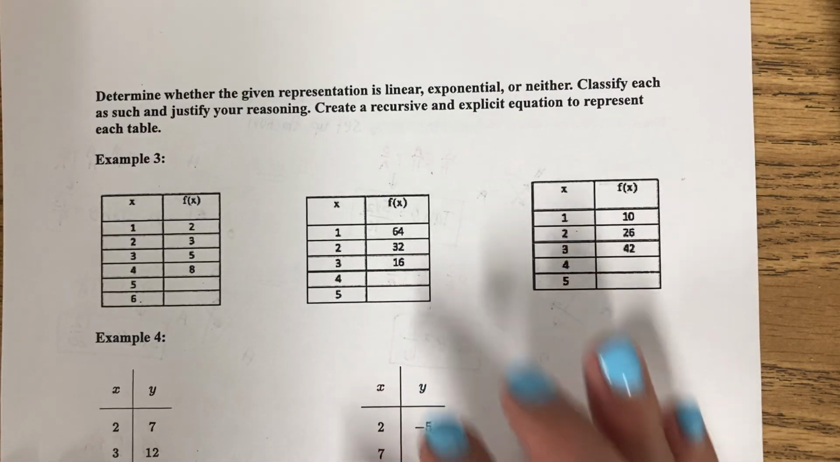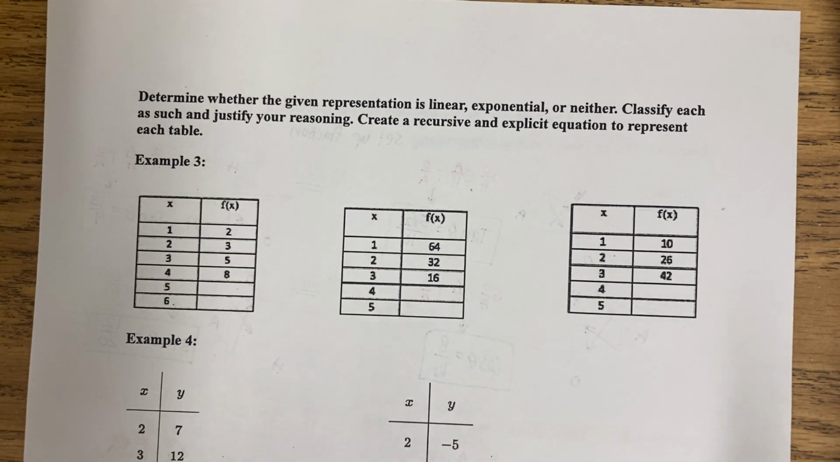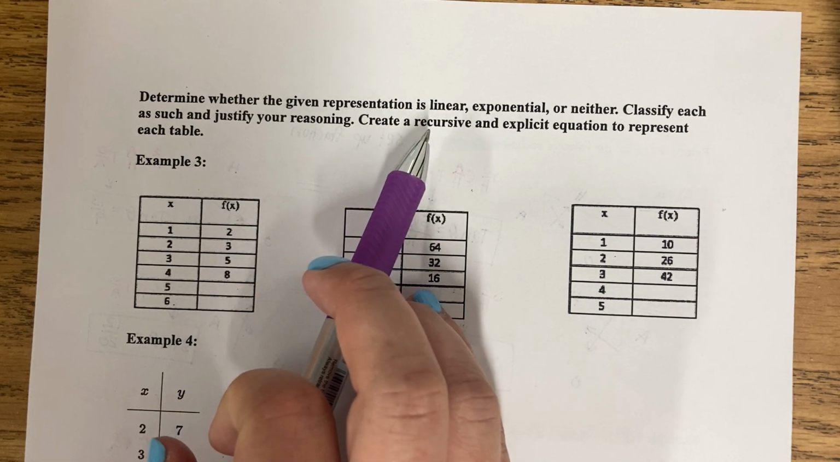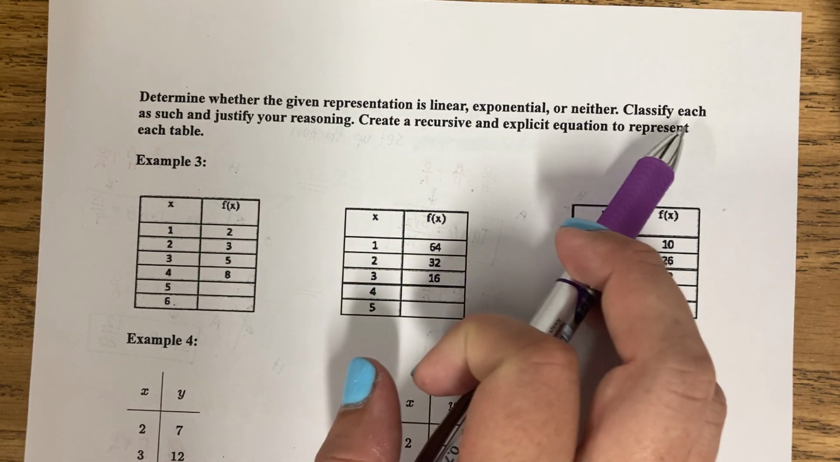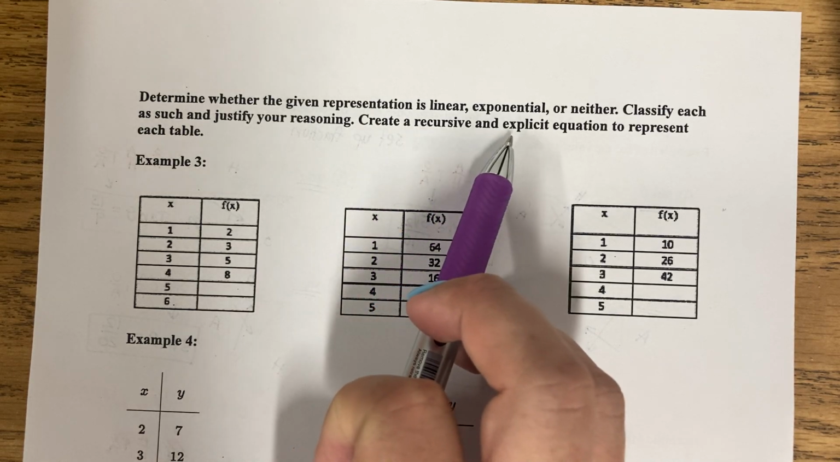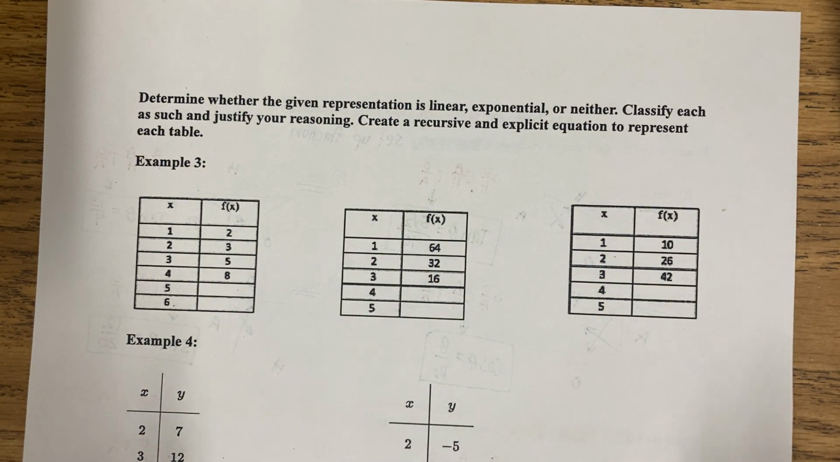On our last examples, these ones are just a little bit of a review. They are introducing a later module and just kind of reviewing Math 1. So as we look at our table, determine whether the given representation is linear, exponential, or neither. Classify each as such and justify your reasoning. Create a recursive and explicit equation to represent each table.